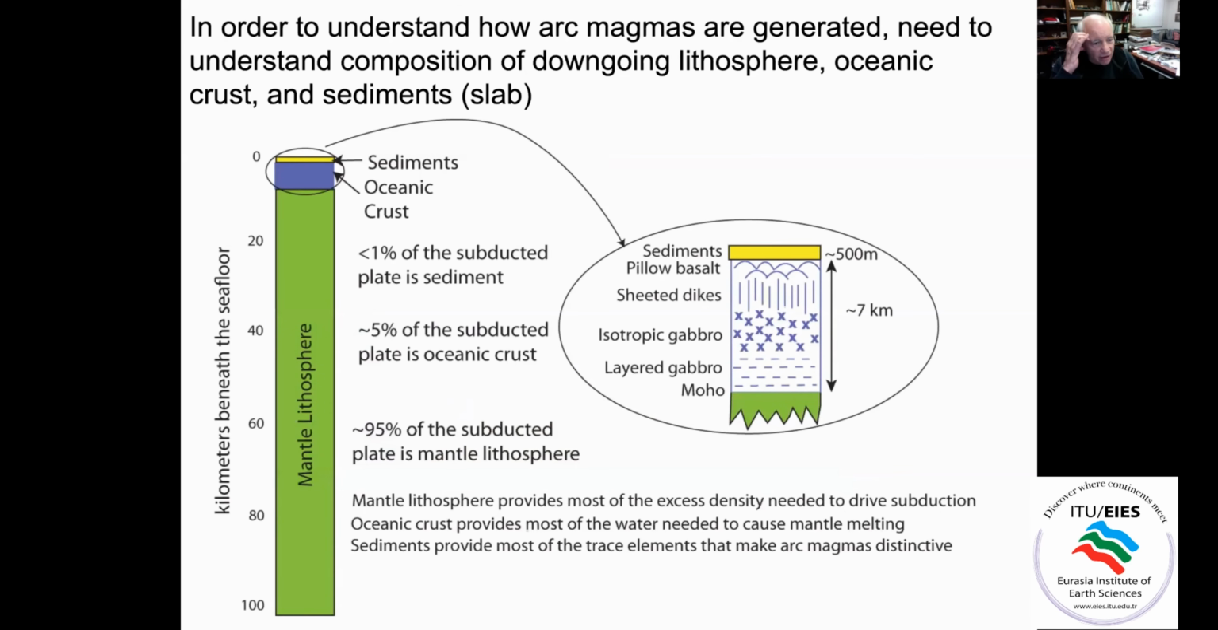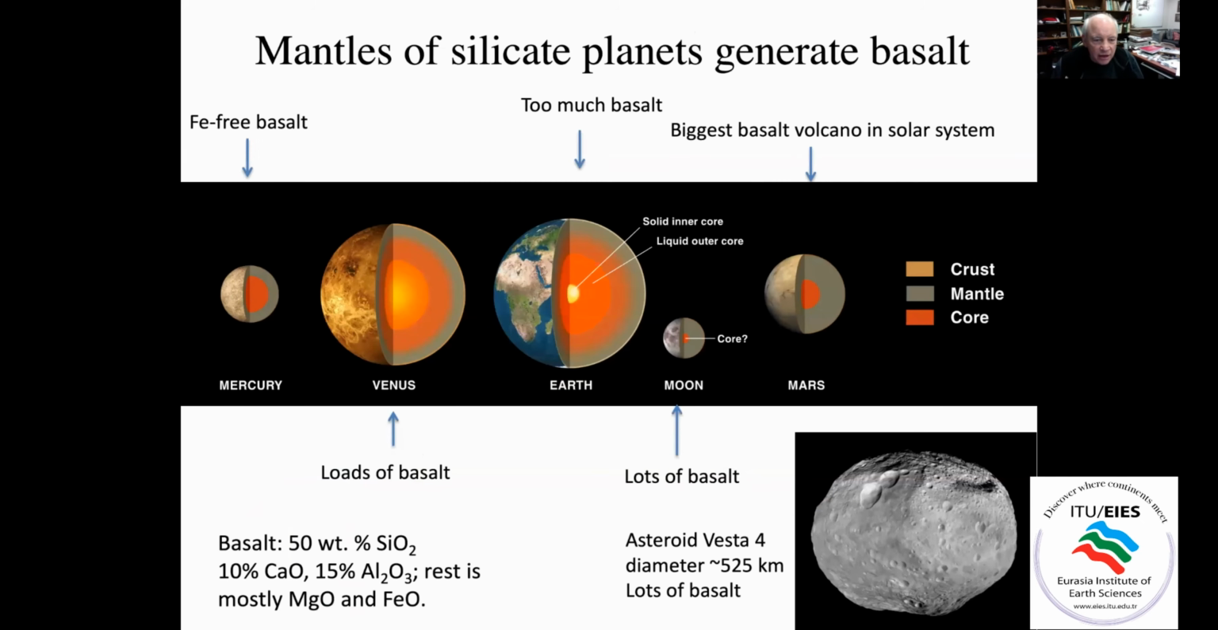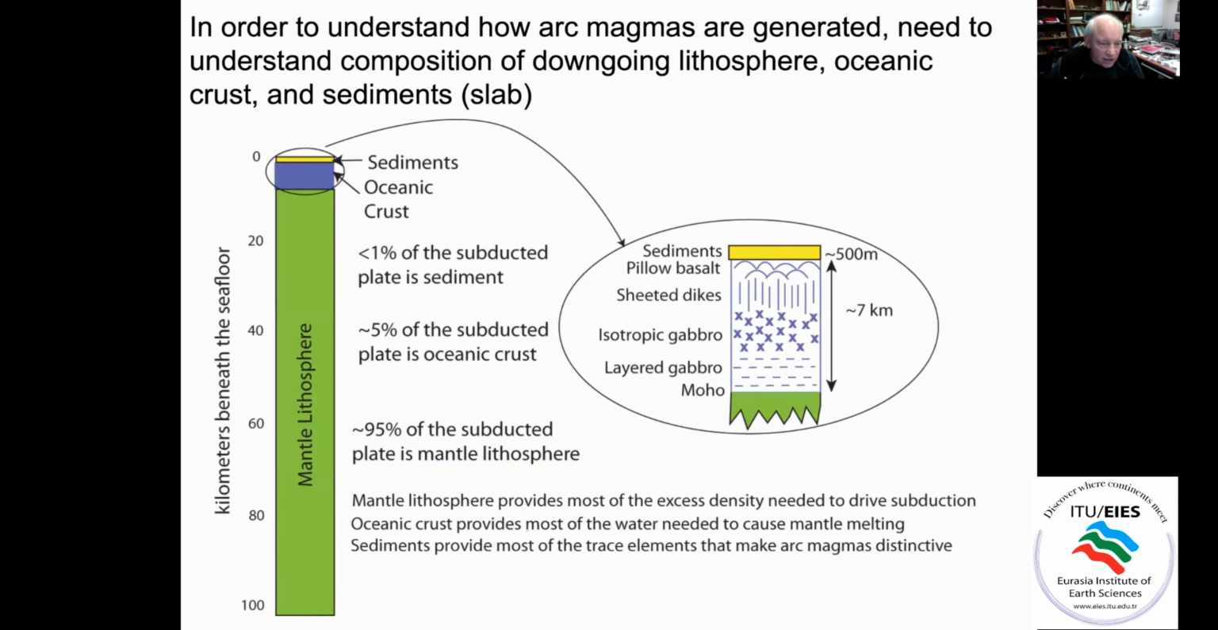So let's think about what happens to the subducted plate. I want to look at this, the subducted plate. We're subducting something on the order of 100 kilometers thick, and it's mostly mantle lithosphere. That provides most of the density needed to drive subduction.